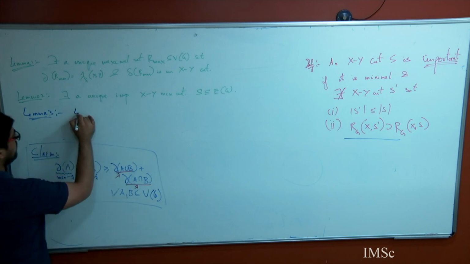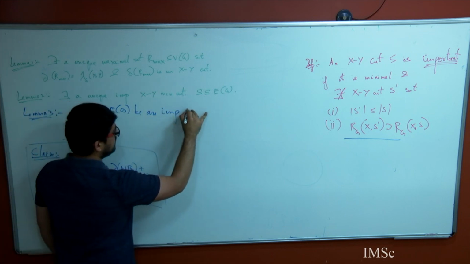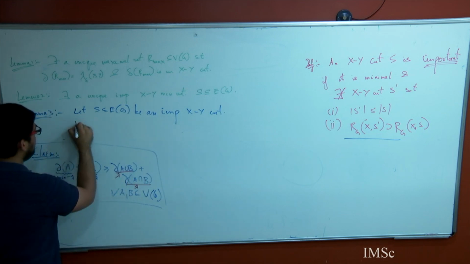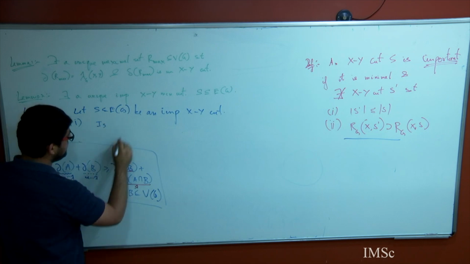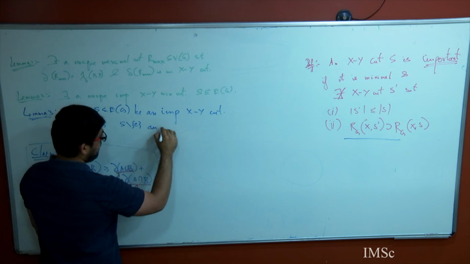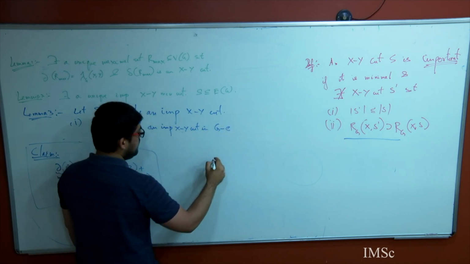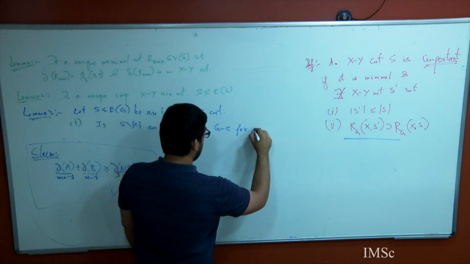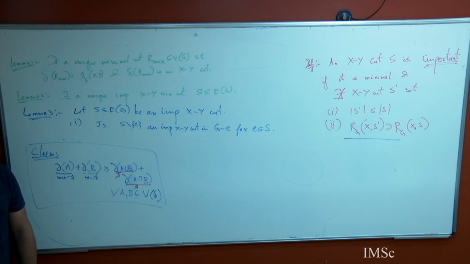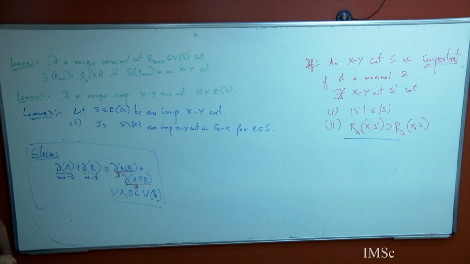So, let me just write this. Let S be an important XY cut. It's no longer minimum, it's just an important XY cut. Now, my question is: is S minus e an important XY cut in G minus e, for e in S? So I just deleted an edge from the separator. So now it's a new graph. What about the rest?